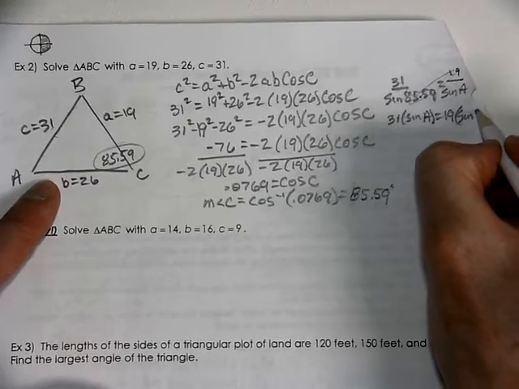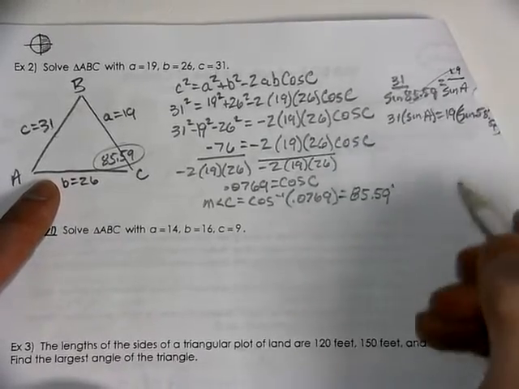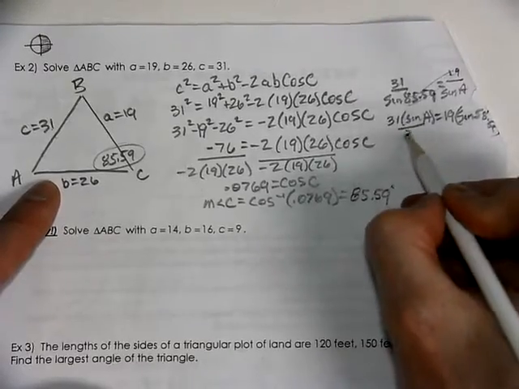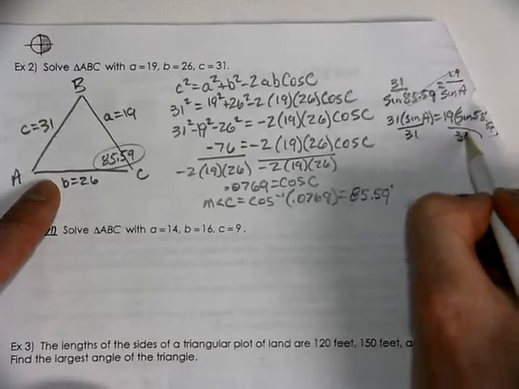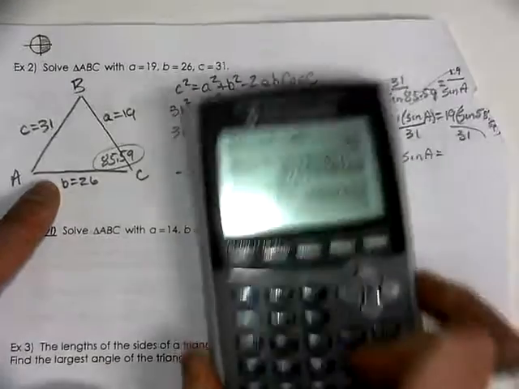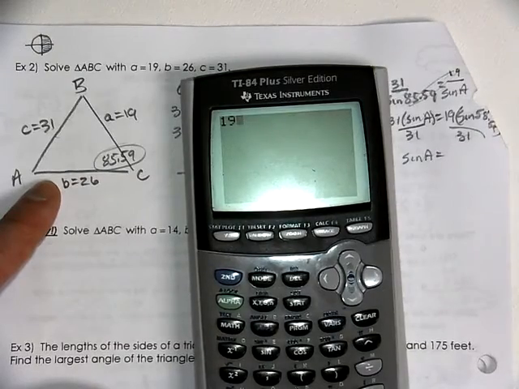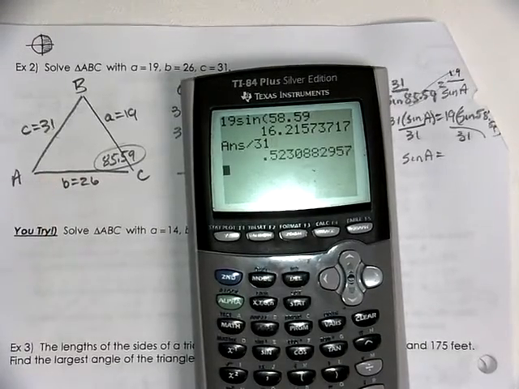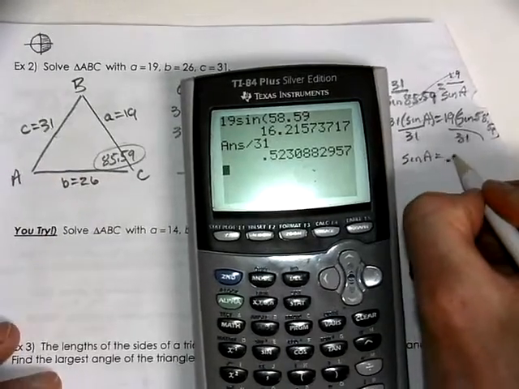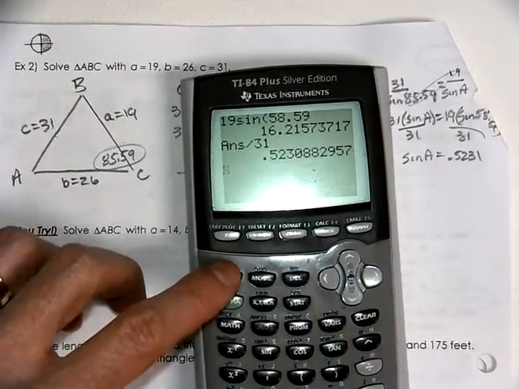It's a little tight in here. 58, 59. And we're going to divide by 31. So the sine of A is going to be 19 times the sine of 58, 59. And we divide that by 31. That gives us 52, 31. And we do sine inverse of that.